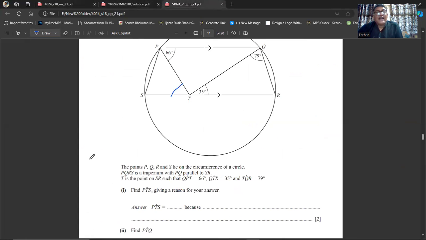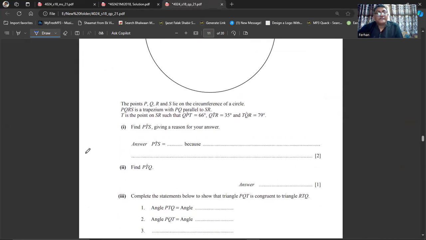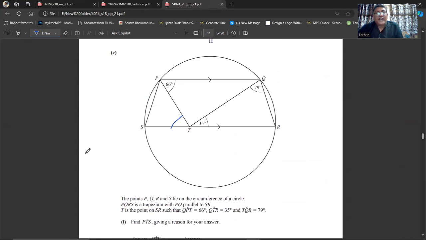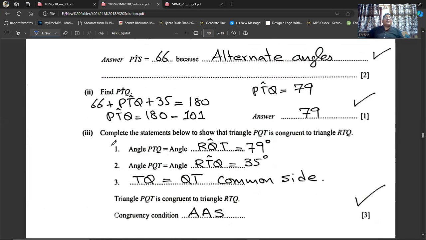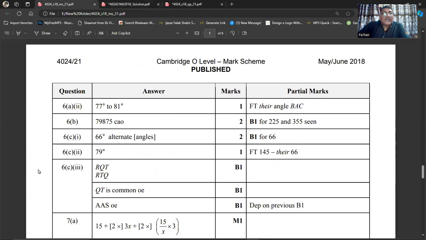Okay, then we have: find the PTQ. They want me to find out this angle. Very simple. If I know this angle and this angle, I can find this angle. The sum of these three angles will be equal to 180 degrees. So 66 plus PTQ plus 35 is equal to 180. So PTQ will be equal to 180 minus 101, and the PTQ angle will be 79. 79 is the right answer, sir.